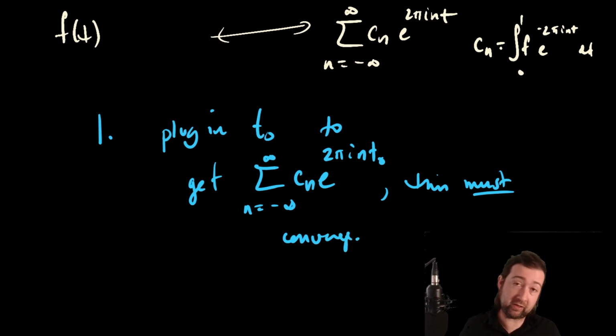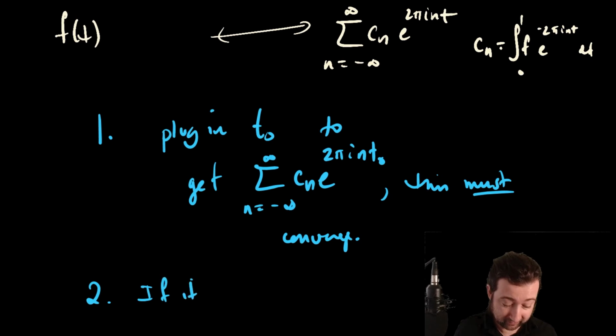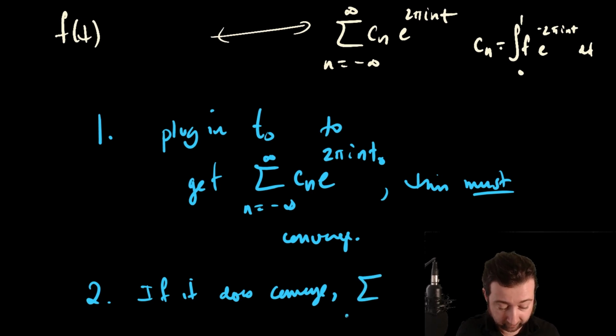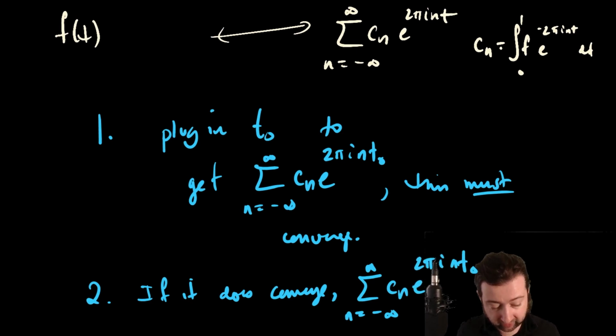After all, at this point, it's just a series of numbers that are adding up. It's complex numbers, but they work the same way as real numbers do. The second question is, if it does converge, it had better converge to f at t naught. If it does converge, then the sum from n equals minus infinity to infinity of Cn e to the 2 pi i n t naught had better be equal to f of t naught.